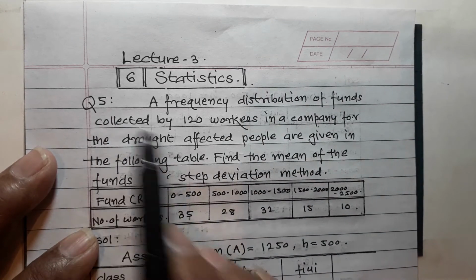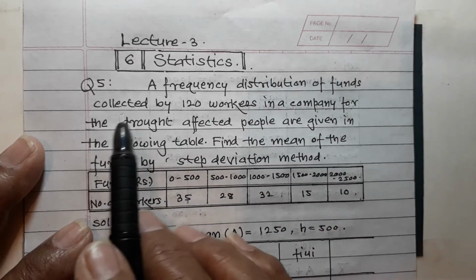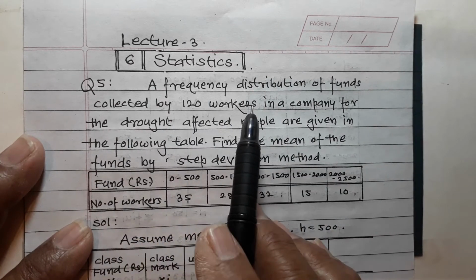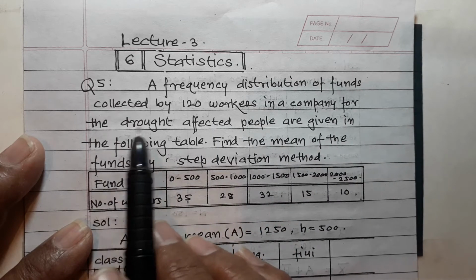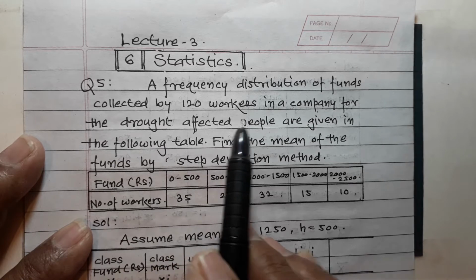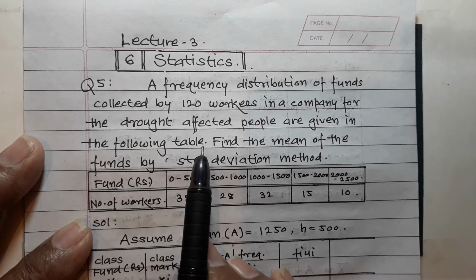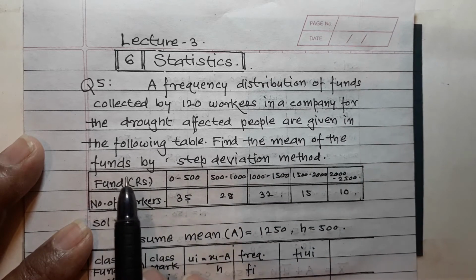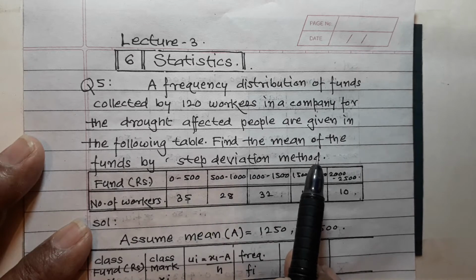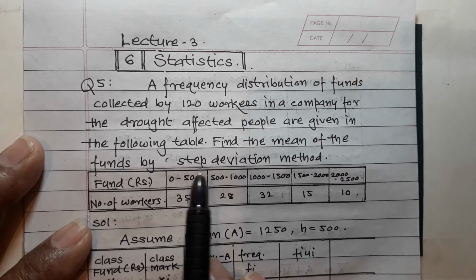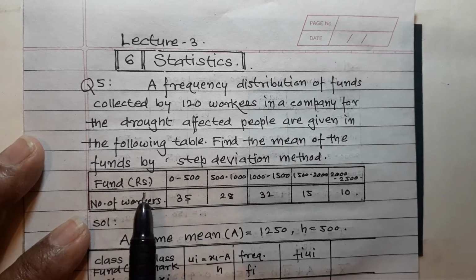Question number 5. A frequency distribution of funds collected by 120 workers in a company for the drought affected people is given in the following table. Find the mean of the funds by step deviation method. So this is the third method, step deviation method. So this is a very important question.